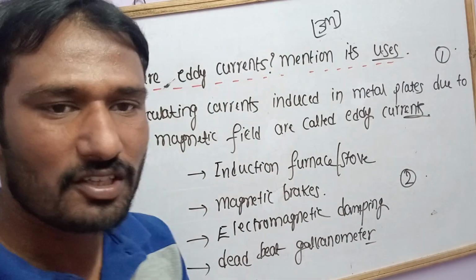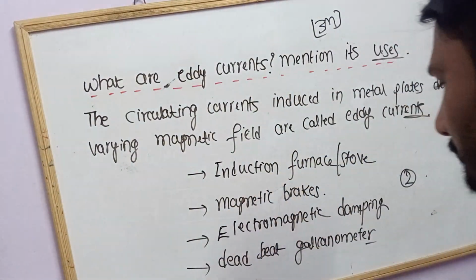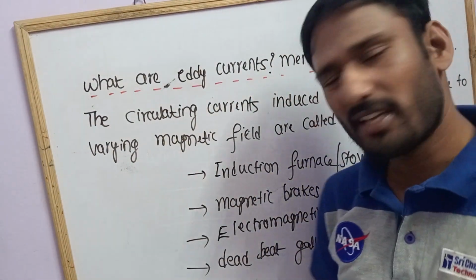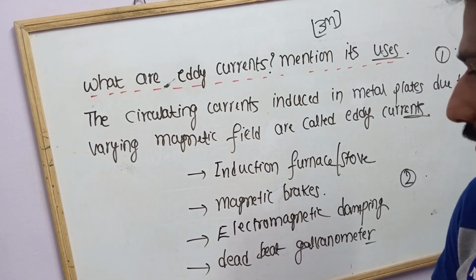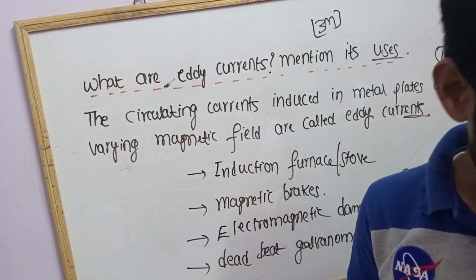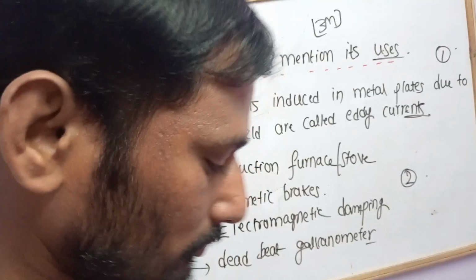They are used in induction furnace, magnetic brakes, electromagnetic damping, and deadbeat galvanometer. Some more, 2 more are there. No problem. Is that a problem?